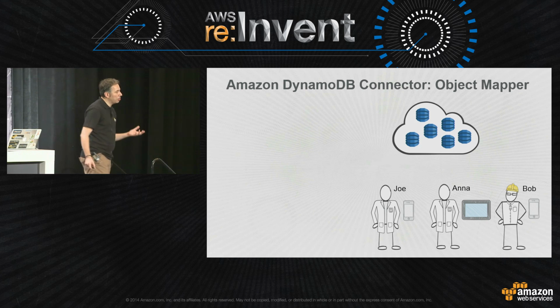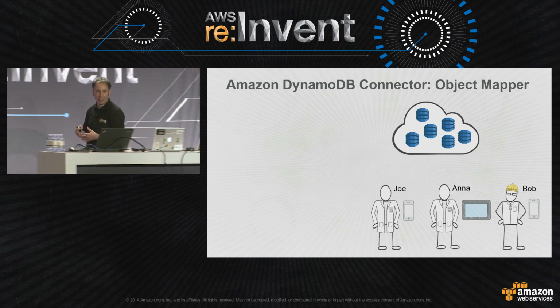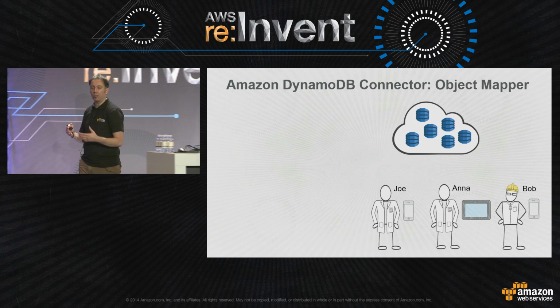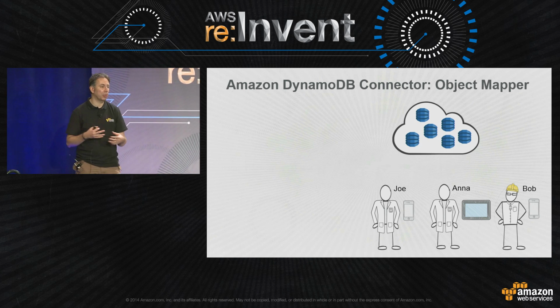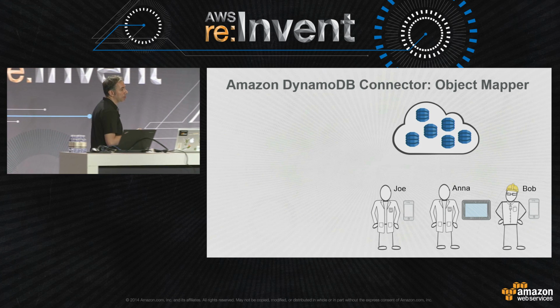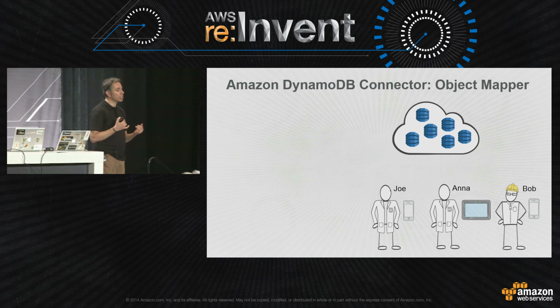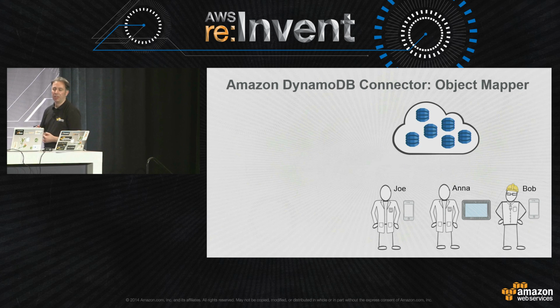So DynamoDB, how does it work? DynamoDB is a NoSQL database completely managed by AWS. You can create one or more tables. Inside this table, you can put items. And each item will have a primary key that can be a single hash key or a composite key with a hash key plus a range key.